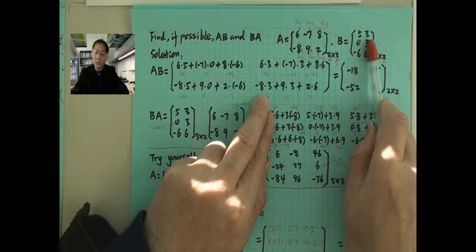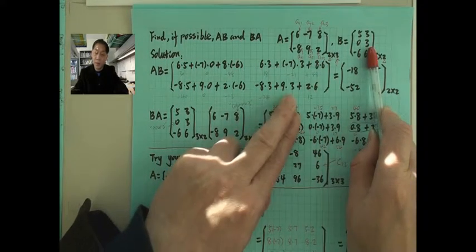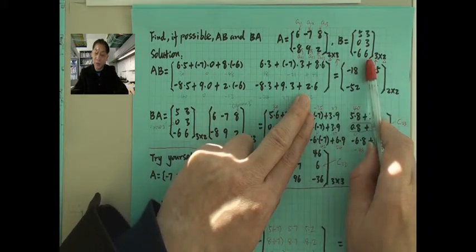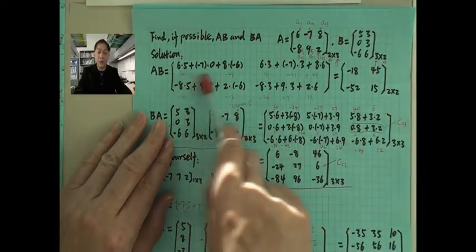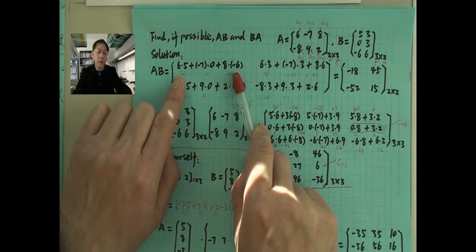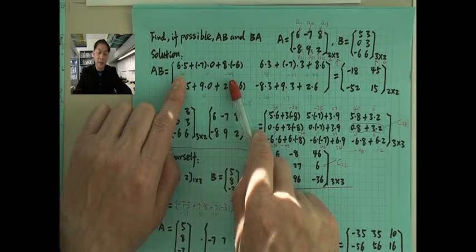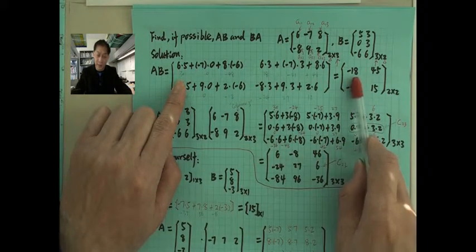So times 3. And then 9 times 3. Plus 2 times 6. Okay? 2 times 6. So right here. Now the result for the first one, 30. Here is 0. Here is negative 48. So 30 minus 48 is negative 18.